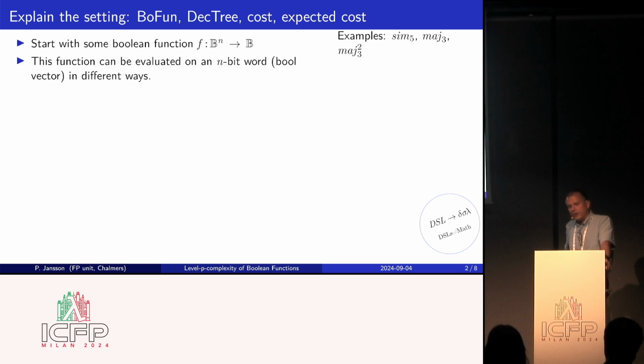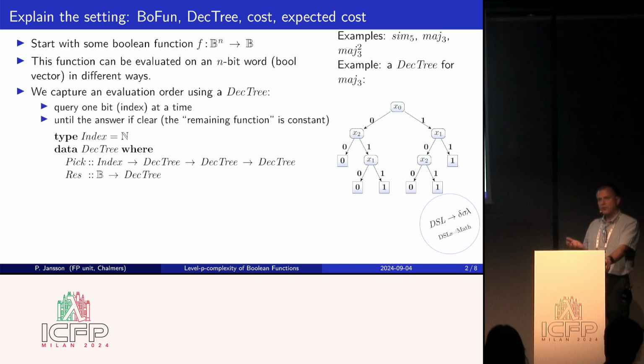Anyway, this Boolean function is just evaluated on an n-bit word, a bool vector, and it can be evaluated in different ways. So we can capture an order of evaluation in this data type. This is a sequential evaluation, and this is a decision tree. It has 2 constructors: pick, which chooses an index, I, for the first evaluation, and then has 2 decision trees, left and right, for if you get a 0 or a 1 when looking at that first bit. And then it has the constructor res for the leaves, where you already know that the function is constant.